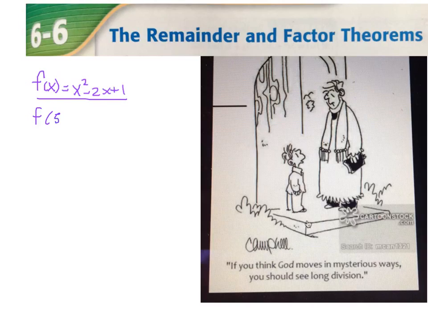f of 5, you all know what to do. But wait, don't do it. Don't do it. What happens if you divide by 5 using synthetic division? Watch this. Drop the 1 and you get a 5. Add, you get 3. Multiply, and you get 16.